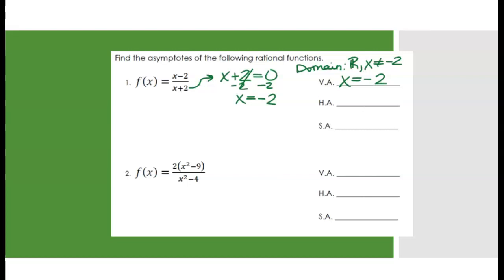Can I get a show of thumbs how this seems? Is this okay, not okay? Somewhere in the middle? Somewhere in the middle.